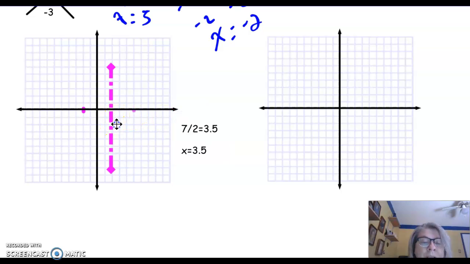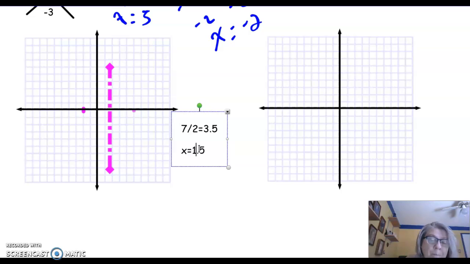All right, so I'm just going to find 3.5. There's 1, 2. Actually, I need to go from here. 1, 2, 3.5. So my equation is not actually 3.5. Let's go ahead and change that. My equation is 1.5 because 1.5 is 3.5 from -2 and 3.5 from 5.